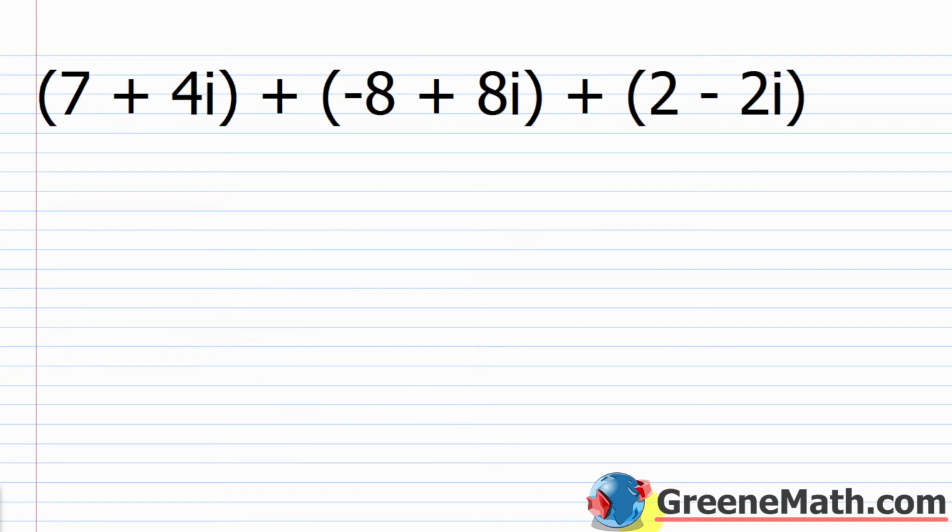Let's take a look at one more of these. We have 7 plus 4i plus negative 8 plus 8i plus 2 minus 2i. So again, if I just go through and say, okay, the real parts, 7 plus negative 8 is negative 1. Negative 1 plus 2 is positive 1. Then your imaginary parts, you've got 4i plus 8i minus 2i. So 4 plus 8 is 12. 12 minus 2 is 10. So this is plus 10i. And again, this matches the a plus bi. This is your standard form.